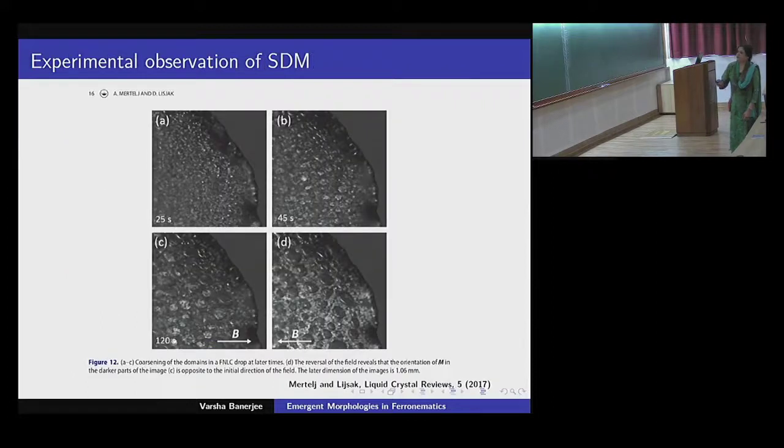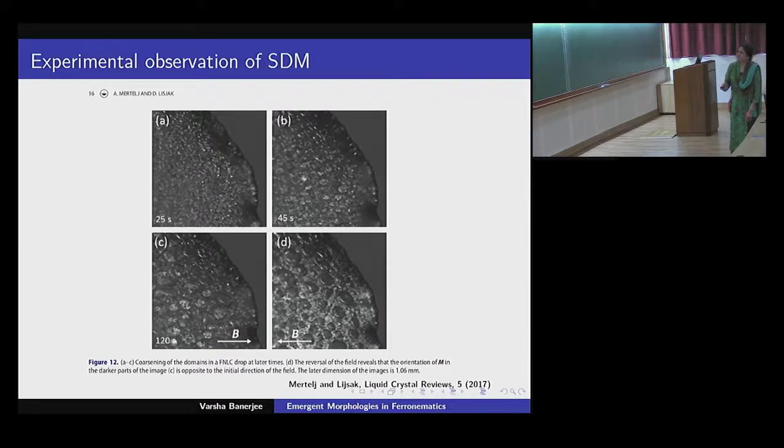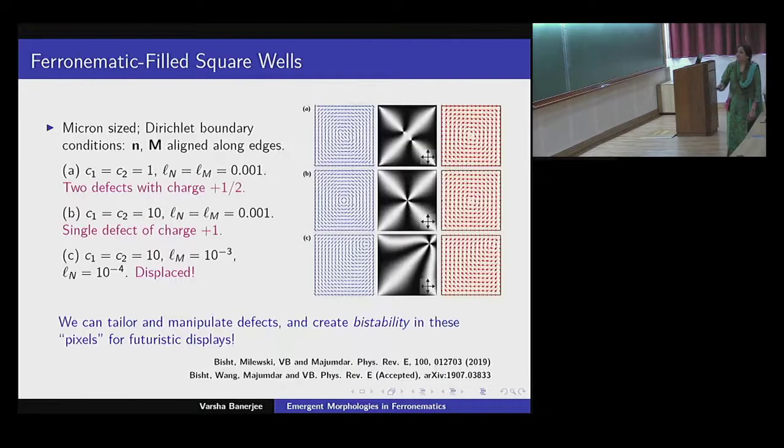Okay? And that's something that was observed in the experiments of Mertelj et al. So it's very similar to the morphology that we've got here, which also tells us that many of the features we have included in our very coarse-grained and simplistic model seem to be correct. Okay? And that's some work with Konark Bhattacharjee and Apala Majumdar.